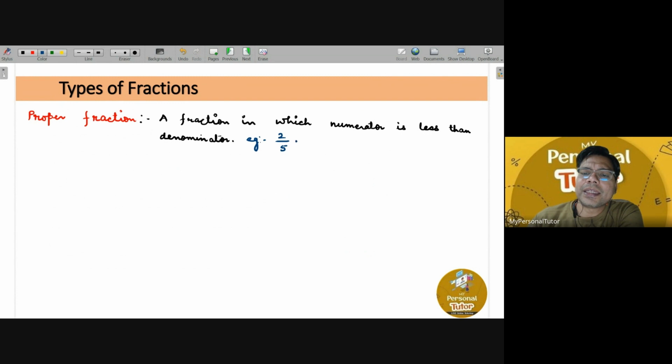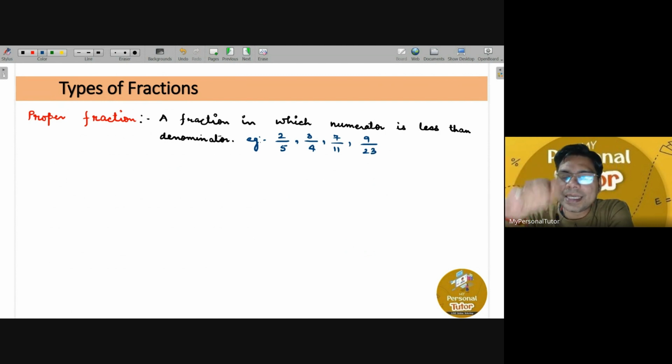You can take any other example, let's say 3 over 4. This is a proper fraction. You can take 7 over 11, that is a proper fraction. You can take 9 over 23. So all these fractions in which the numerator is less than the denominator are called proper fractions. Do you understand? This is very important.